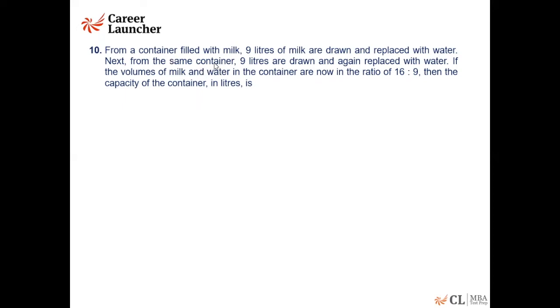From a container filled with milk, 9 liters of the milk are drawn and replaced with water. Next, from the same container, 9 liters are drawn and again replaced with water. If the volumes of the milk and water in the container are now in the ratio 16:9, then the capacity of the container in liters is.